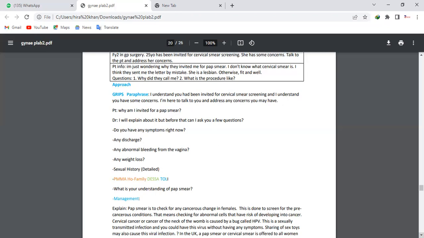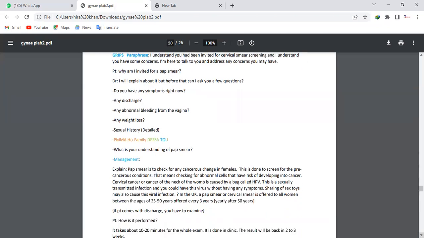And then ask about, do you use toys? If she is lesbian, then you ask, do you use toys? And then ask, what is your understanding of the pap smear? Because you have to ask that. And then the other histories, like previous medical problems, any family history of cancer, are you allergic to anything? How is your diet? Do you smoke? Do you drink alcohol? If she says she smokes and drinks alcohol, then do ask about recreational drugs.